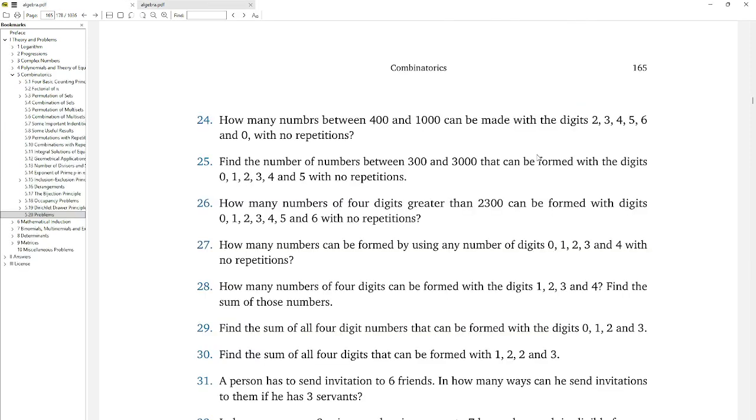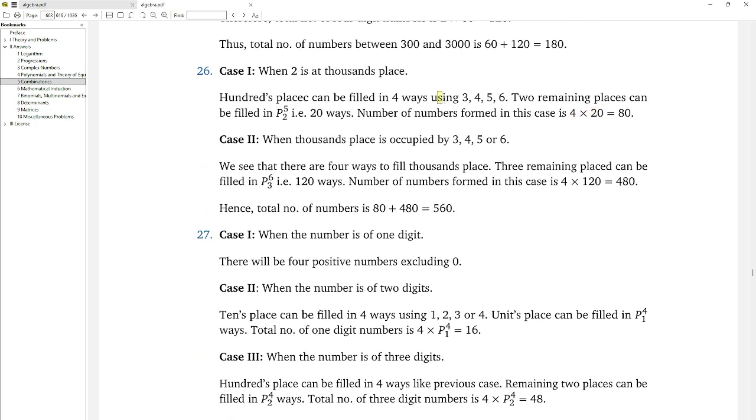So the number of numbers in this case is 4 into 20, that is 80. Okay, so 2300. The thousands place can be filled, then there are 3 places remaining. Okay, 2 at the thousands place, so the hundreds place is there. That's all right.